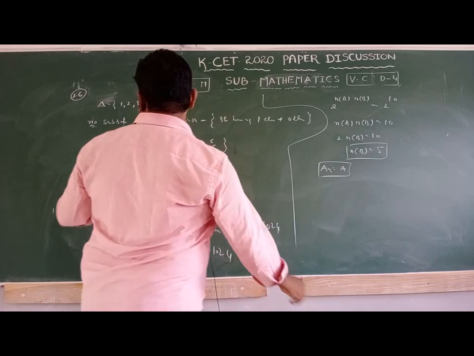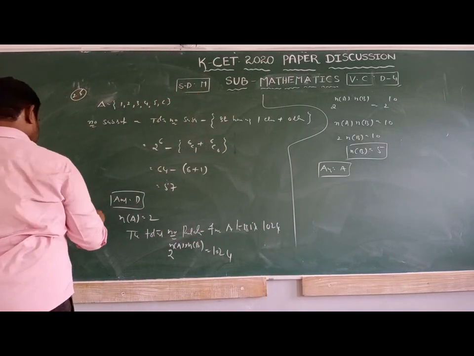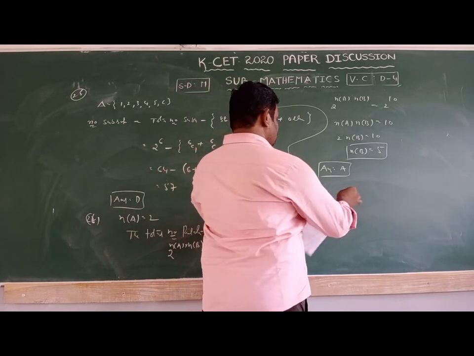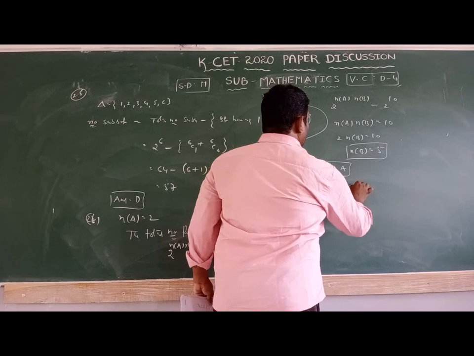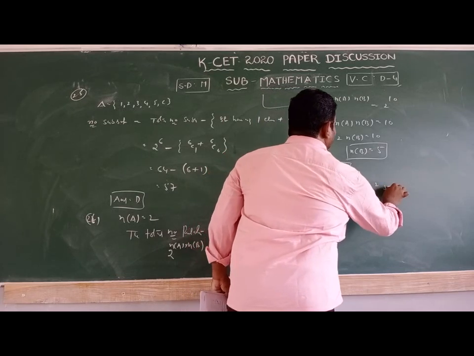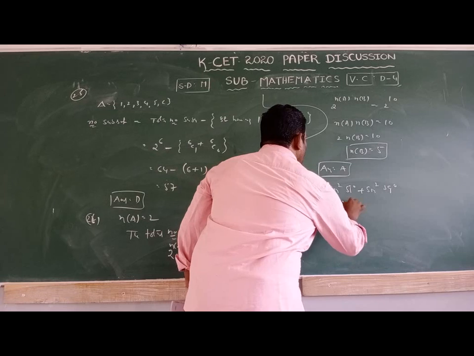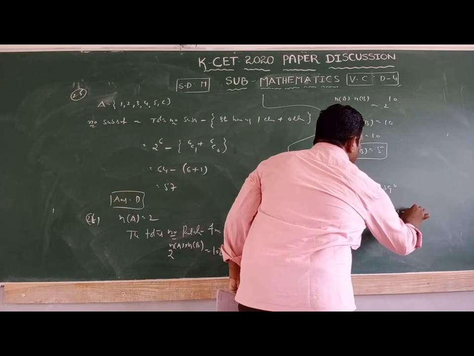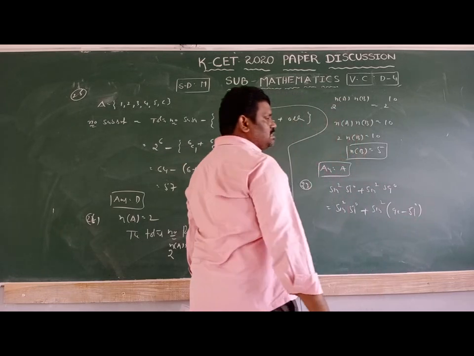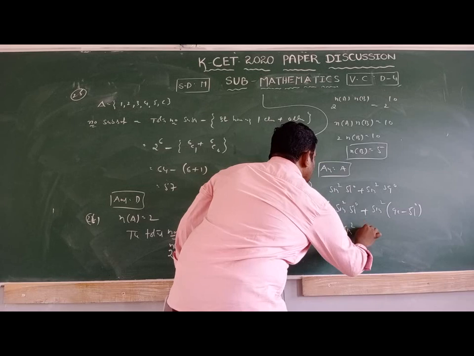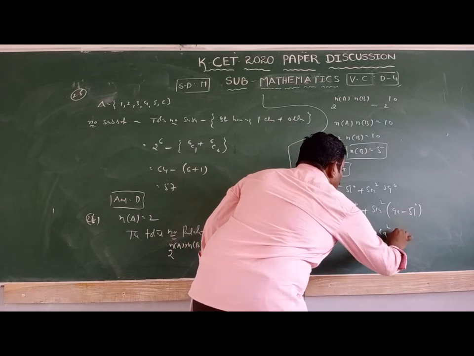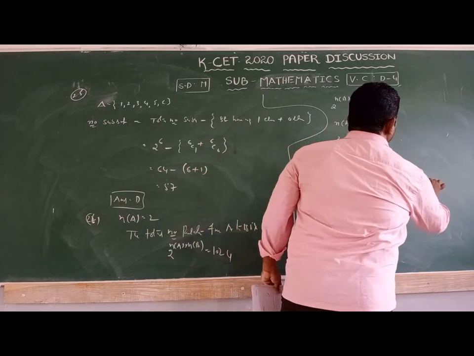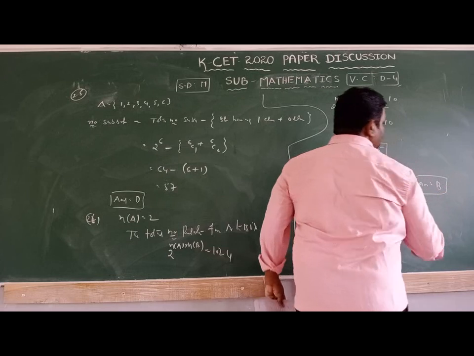Next, a simple question, this one is 27. Trigonometric problem given: sine square 51 degrees plus sine square 39 degrees. If we convert the second one, sine square of 90 minus 51, 90 minus theta, it becomes cos square 51. So sine square 51 degrees plus cos square 51 is equal to 1. So option B is correct.